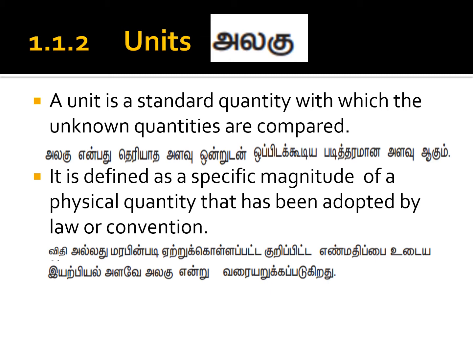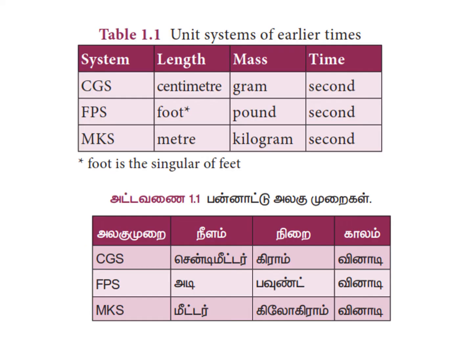Earlier, different unit systems were used by people from different countries. Some of the unit systems followed earlier are given below in table 1.1. Unit systems of earlier times. System, length, mass and time. CGS system: length is measured in centimeter, mass in gram, time in second. FPS system: length in foot, mass in pound, time in second. MKS system: length in meter, mass in kilogram, time in second. Foot is the singular of feet.